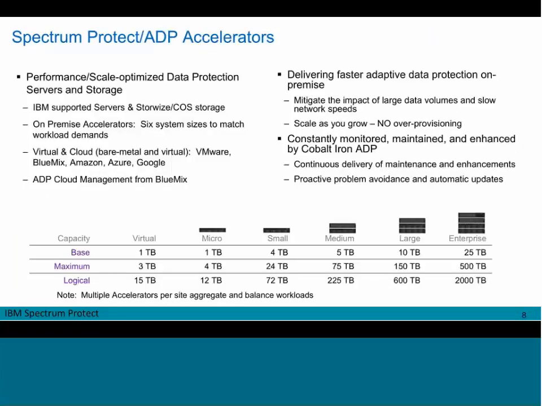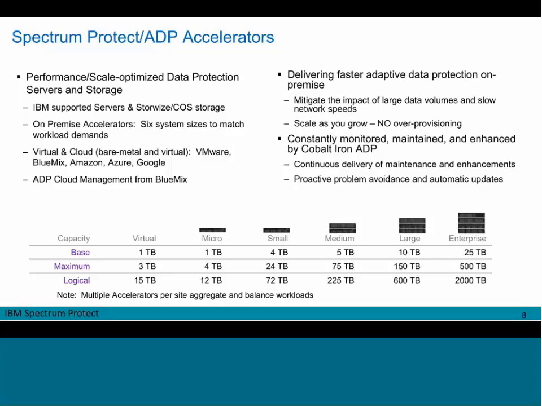Accelerators come in different flavors. There are 6 different sizes, if you will. There's actually a virtual version of the Accelerator, so this is basically a virtual appliance. There are also 5 different hardware sizes: micro, small, medium, large, and enterprise.